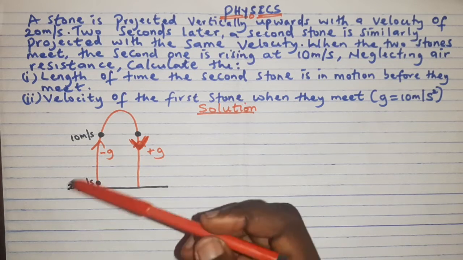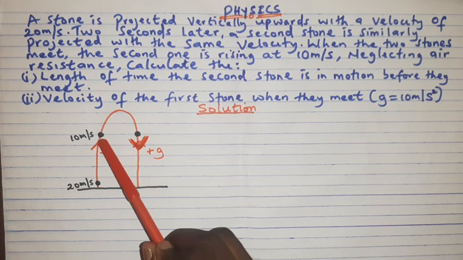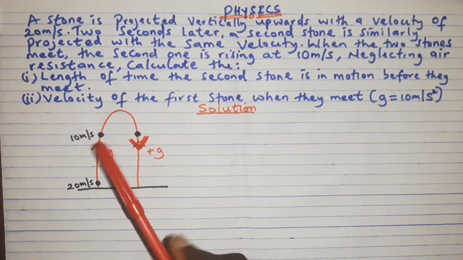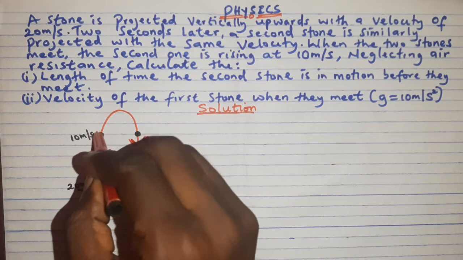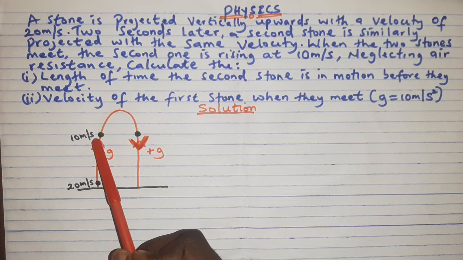So the first question says the length of time the second stone is in motion before they meet. Of course, this is where they meet, and now they're on the same level above the ground. And this stone is already moving at this particular velocity. It was initially moving at 20 meters per second at the beginning of the journey, and it's now moving at 10 meters per second.